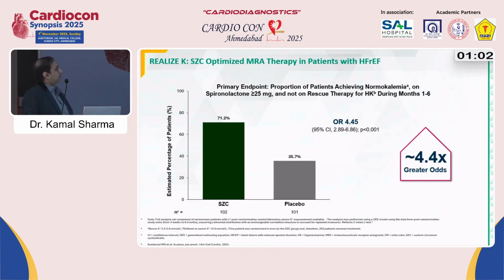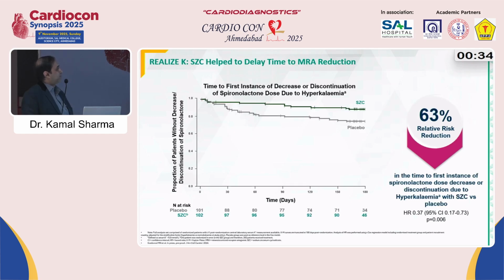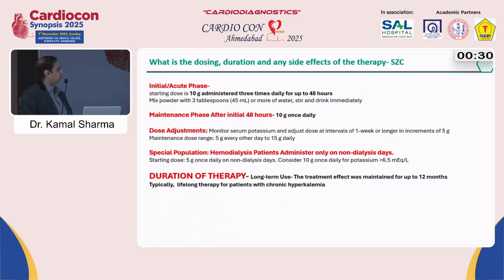In the outcome, the proportion of patients who maintained normokalemia on spironolactone, which was more than 25 milligrams, at 1 to 6 months of therapy, was 4.5 times higher, which means if you take SZC with MRA, your odds of not getting hyperkalemia are 4.5 times. So time to first hyperkalemic event is reduced by 49%, and time to first instance of decrease or discontinuation of spironolactone was reduced by 63%.